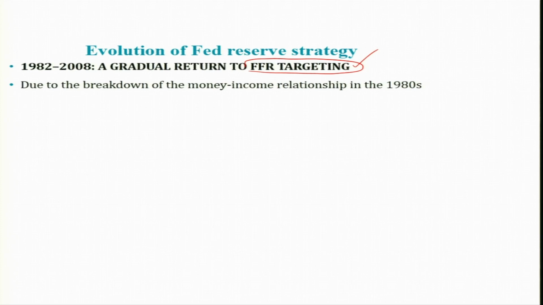The reason for abandoning monetary aggregate targeting was the breakdown of the money-income relationship observed in the 1980s. It forced the Fed to abandon money supply targeting and switch back to Fed funds targeting. Especially the instability of money demand, which also happened in the 1980s, resulted in an overall breakdown of the money-income relationship.